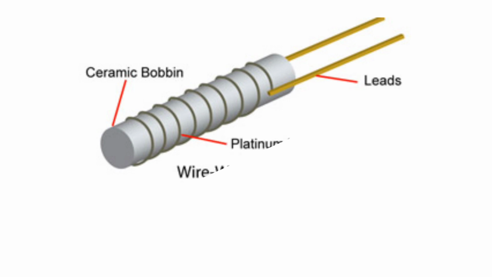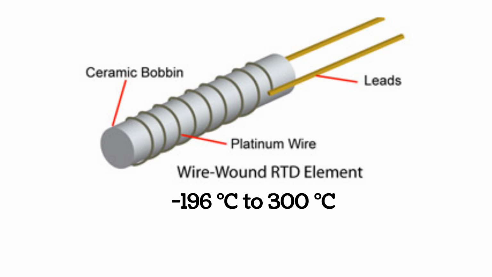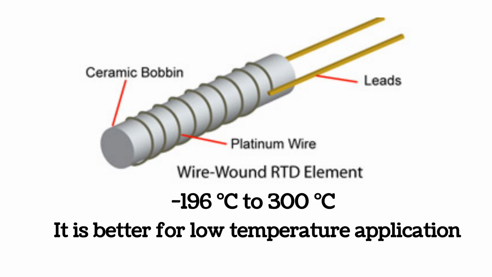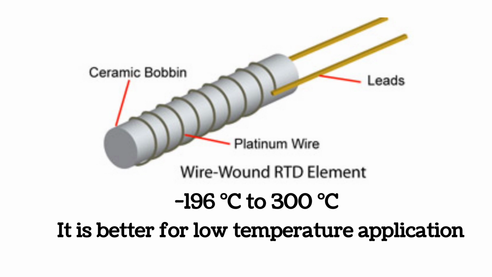And the second type is wire wound type RTD. Observe the constructional diagram of wire wound RTD. Here a platinum wire is wound on a ceramic bobbin, and two leads are taken from opposite ends. It is preferred for the temperature range of -196 degrees centigrade to 300 degrees centigrade. It is basically preferred for low temperature applications.